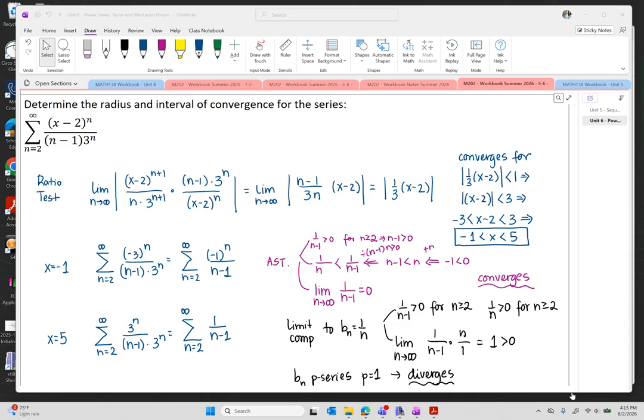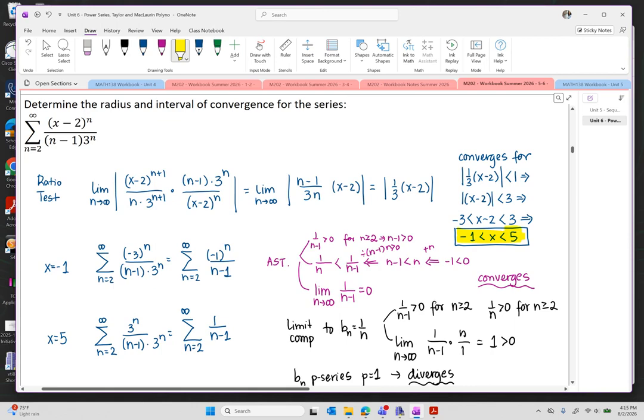So for this series, the ratio test gives us that the limit as n approaches infinity of two consecutive terms equals 1/3 times the absolute value of x minus 2. Per the ratio test, it will converge when that limit is less than 1, which means that the absolute value of x minus 2 will be less than 3, and that gives us an open interval from -1 to 5.